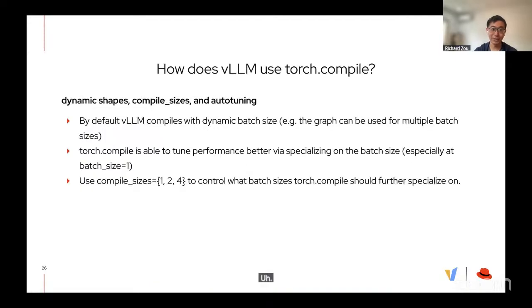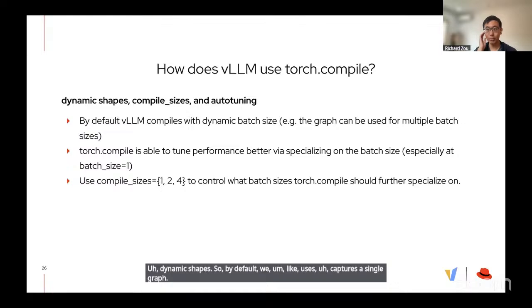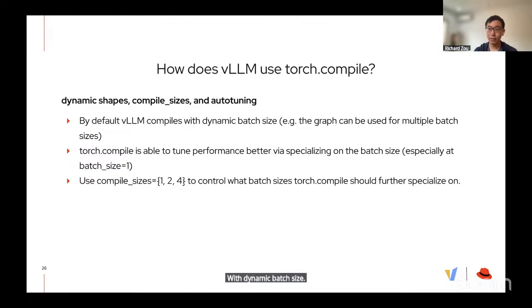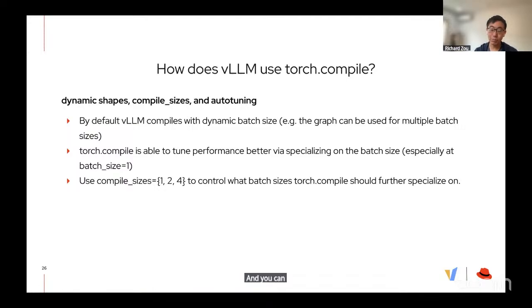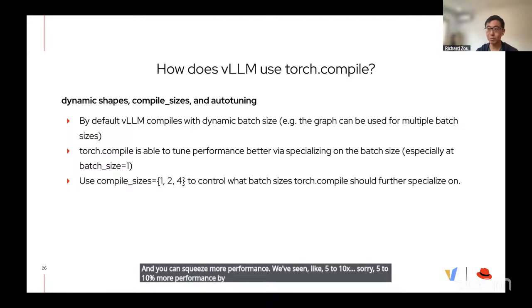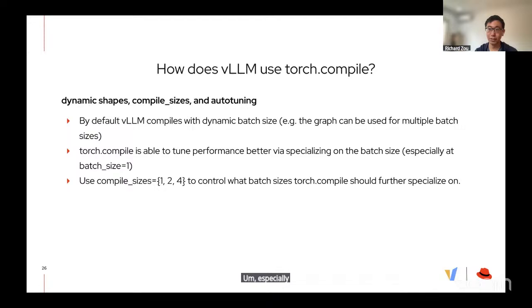Dynamic shapes. By default, vLLM captures a single graph with dynamic batch size, and then asks torch.compile to compile a graph for said dynamic batch size. And then the graph artifact works no matter what the batch size is. You can squeeze out more performance. We've seen 5 to 10% more performance by specializing on specific batch sizes, especially for batch size one.